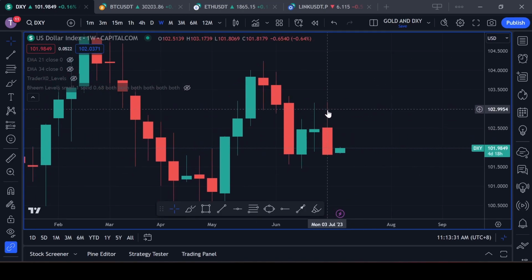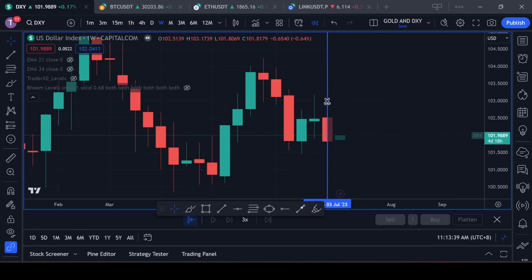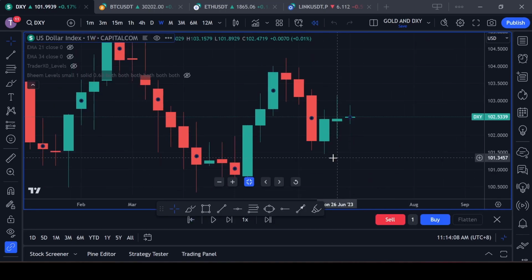So let's pretend that we were just last week, before this candle even happened. Let me do the playback method. Okay, so let's begin from here. Let's pretend we are still forming a weekly range. And this was our previous weekly candle.